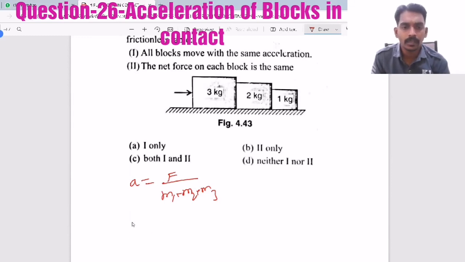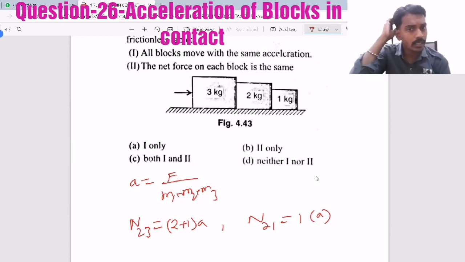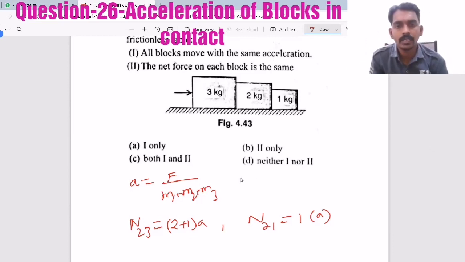But the normal reaction between 2 and 3 means that it is pushing 2 and 1 both. So that means 2 plus 1 into acceleration. And the normal reaction between 2 and 1 means it is pushing only the 1 kg. So 1 into a. That means the normal reaction on each block is not the same. But here the question is whether the net force on each block is the same.